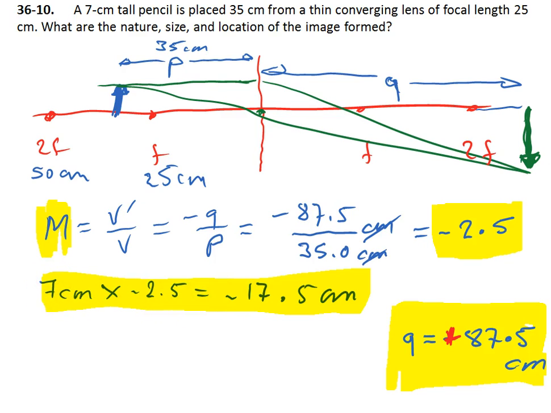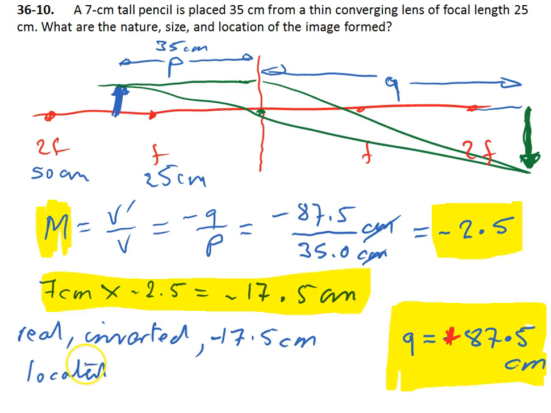So let's actually answer the question. The nature of the image is real, inverted. The size is, let's be correct, minus 17.5 centimeters, located 87.5 centimeters beyond the lens. And that's our final answer.